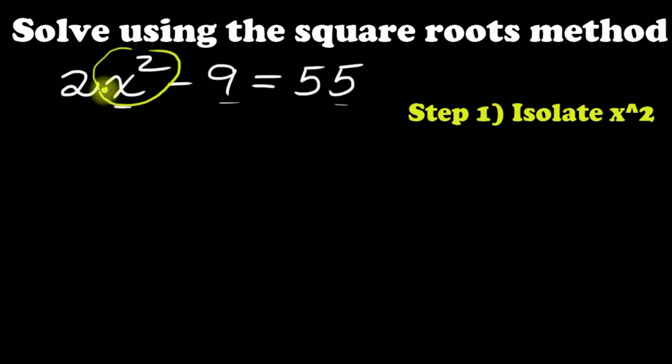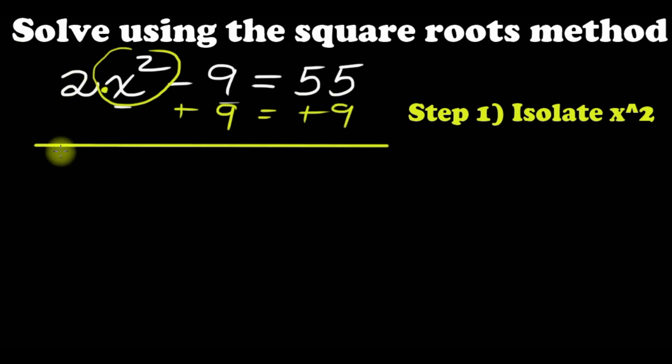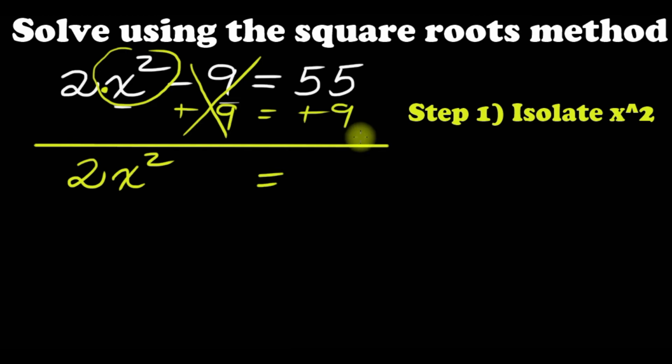multiply by 2. So to get rid of the minus 9, you want to add 9 to it. If you add 9 to the left, you have to add 9 to the right. So here we're going to bring down the 2x squared. Now negative 9 with positive 9 is gone, so they add up to 0. We're going to bring down the equal sign, and then we have to add these two numbers. Because they're both positive numbers, 55 plus 9 is going to give you 64. So we got rid of the minus 9.